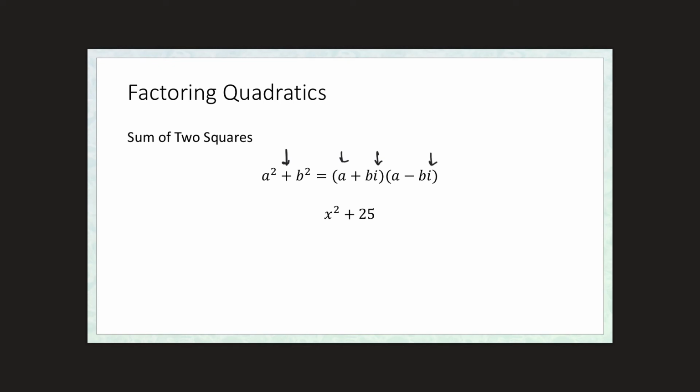So let's say we have x squared plus 25. Now can we factor this? Well, x squared is a perfect square, it's x times x. And 25 is a perfect square, it's 5 times 5. So our a would be x. If a squared is x squared, a would be x, and our b would be 5, because 5 squared is 25. If b squared is 25, the square root of 25 is 5. So we can fill out this formula, x plus 5i, and then x minus 5i. And that is a factored form of x squared plus 25. We wouldn't be able to factor it any other way.